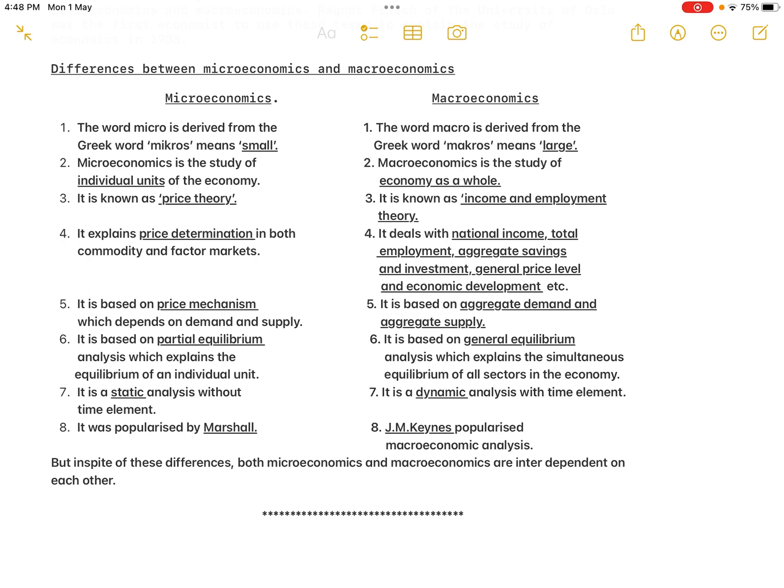So the fifth point says that microeconomics explains price determination in both commodity and factor markets. Now how is the price determined? That is based on the price mechanism. So why do we say price mechanism? Mechanism is something moving up and down. So the price in the country of each and every individual commodity or service or factor will go up and down depending upon the demand and supply of that respective commodity or factor or service.